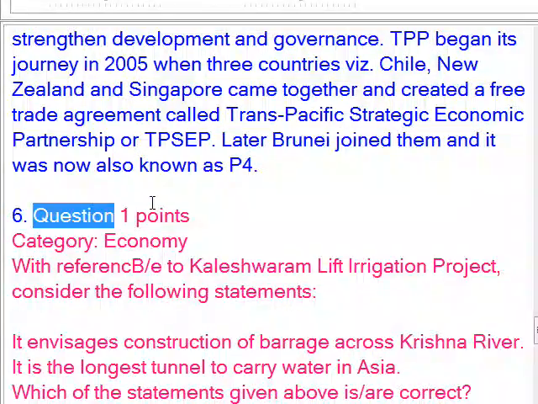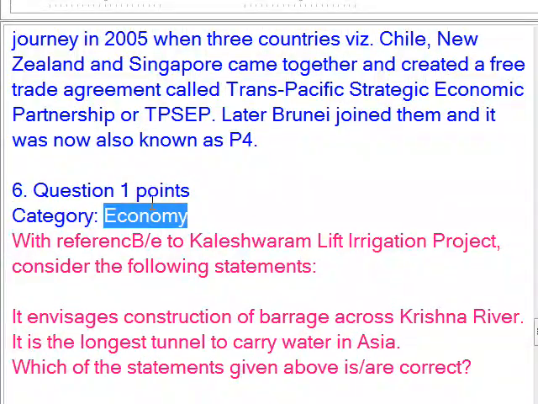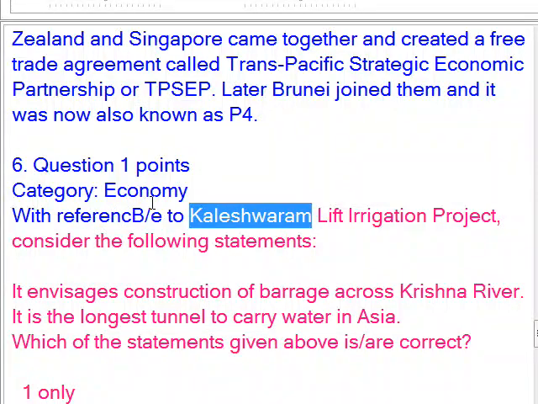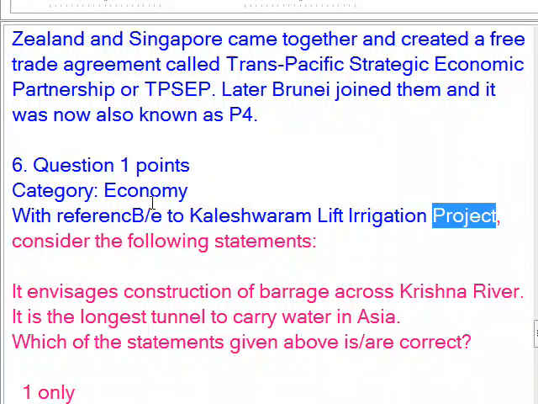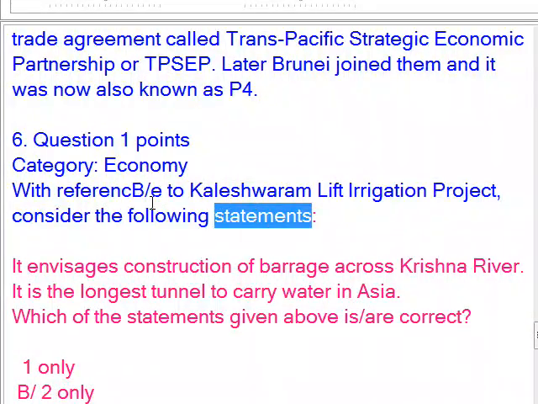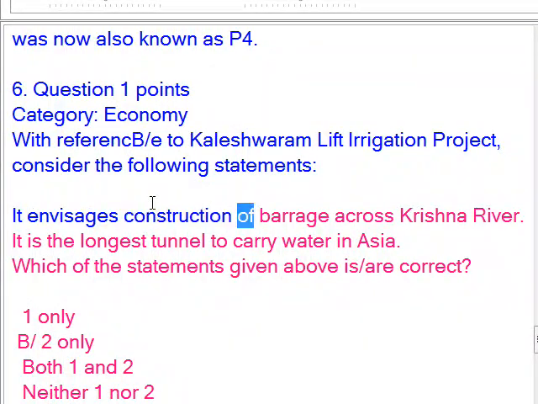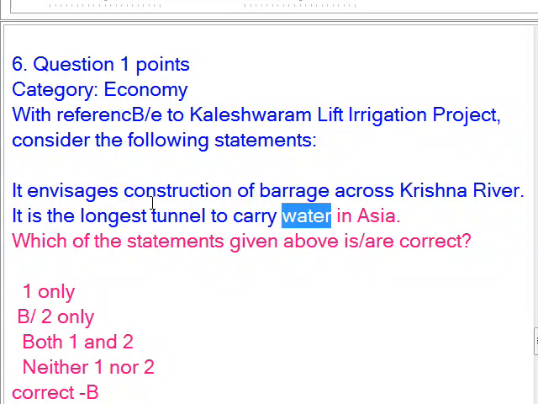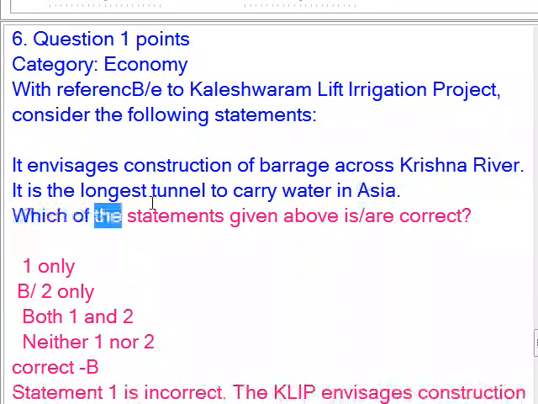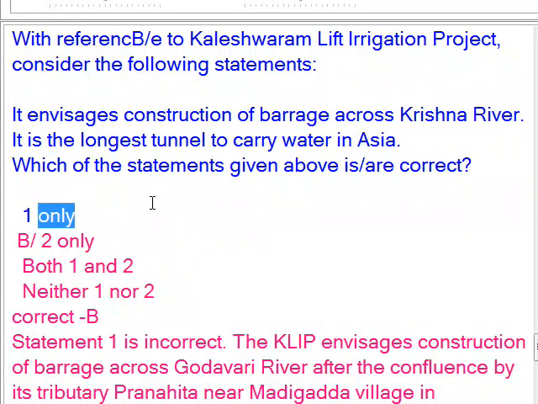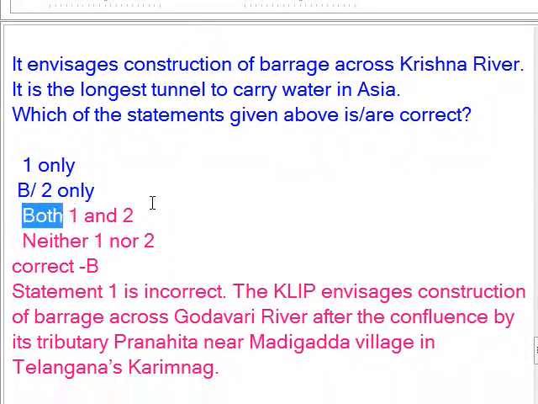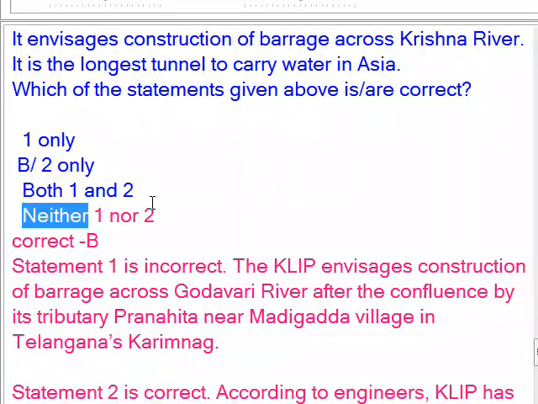Question 6. Economy. With reference to the Kaleshwaram lift irrigation project, consider the following statements. 1. It envisages construction of barrage across Krishna River. 2. It is the longest tunnel to carry water in Asia. Which of the statements given above is/are correct? A. 1 only. B. 2 only. C. Both 1 and 2. D. Neither 1 nor 2.